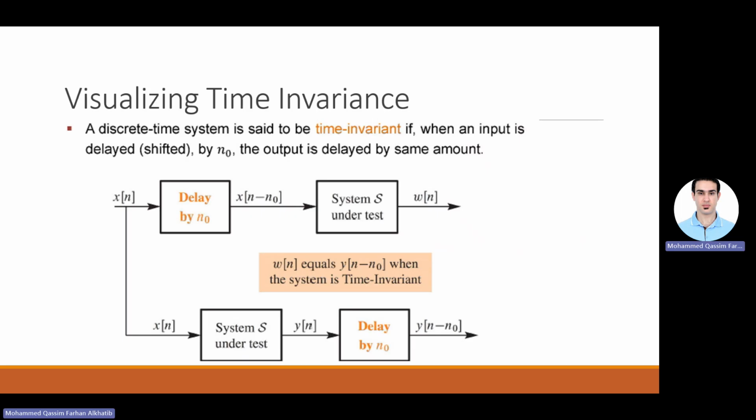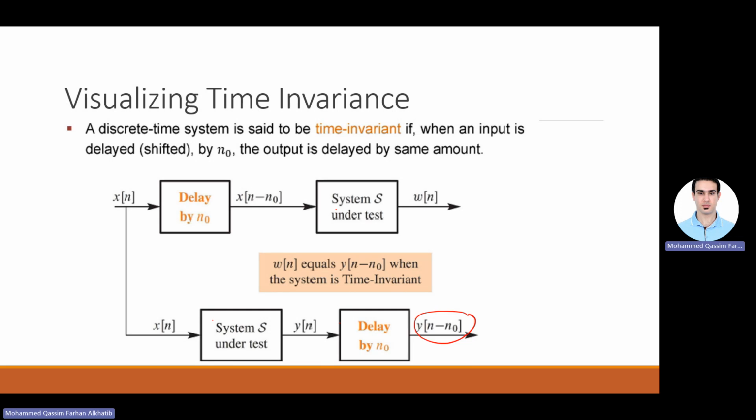Okay. Now, how to visualize the time invariance? Basically, you apply first the input to the system and then apply delay to the system. You'll get a certain output. Or you can apply the delay to the input, apply to the system. If the system is time invariant, you should get both outputs the same. That's the time invariance property.